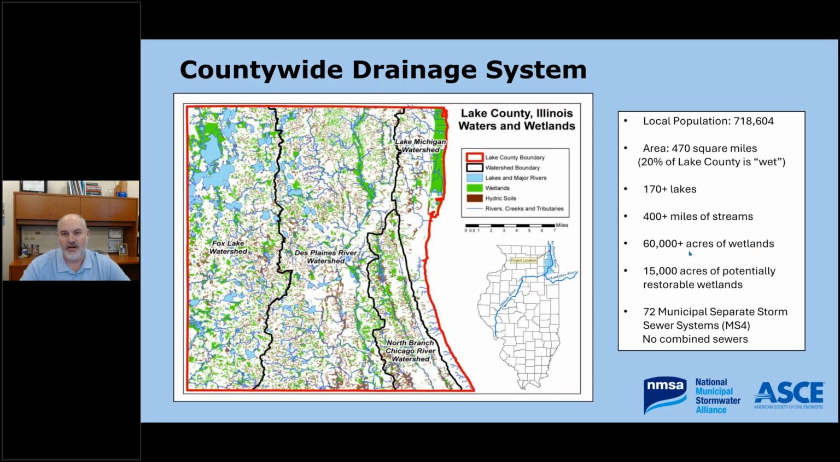So wetlands are part of our natural drainage system, but we also have 72 municipal separate storm sewer systems, or MS4 communities, throughout Lake County. So it's a hybrid system of lakes, wetlands, streams, gray infrastructure, and 72 different MS4s. So water doesn't follow political boundaries, but we do work together. If you can go to the next slide, please.